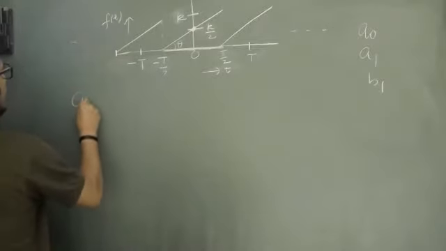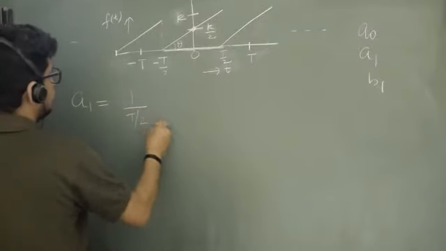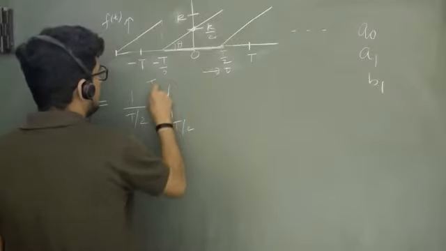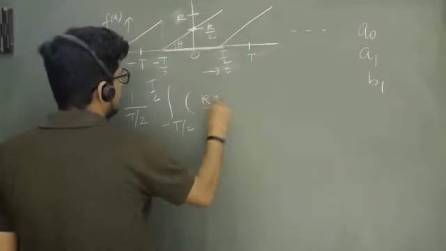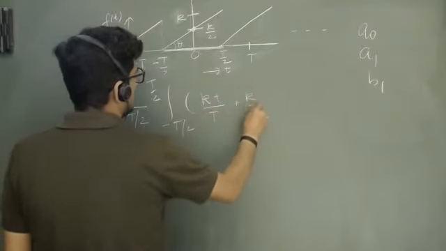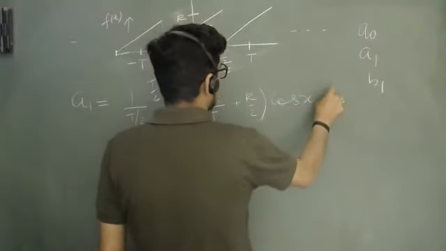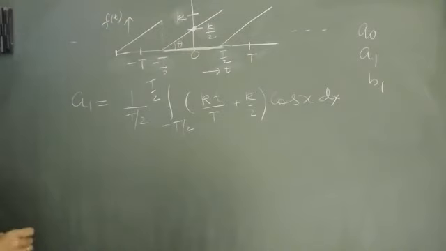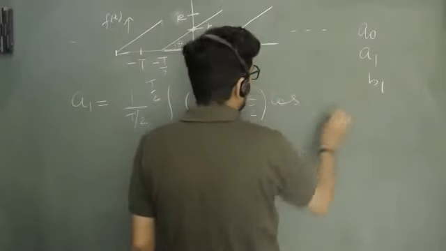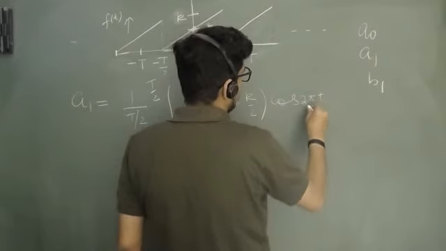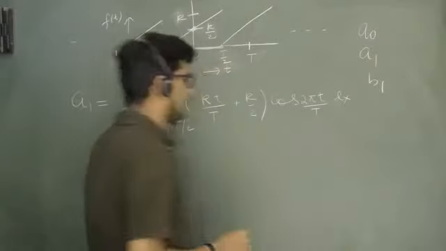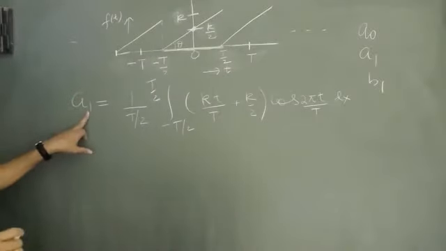So let us now calculate A1. A1 will be 1 over T by 2, from minus T by 2 to plus T by 2, and then kt by T plus k by 2, and cos of 2n pi t upon capital T, dt. So for A1 it is okay, na?